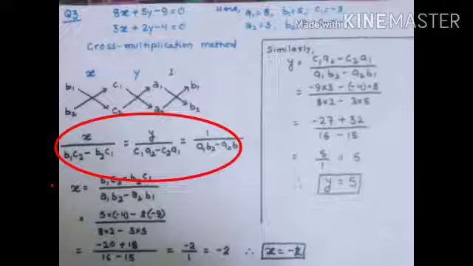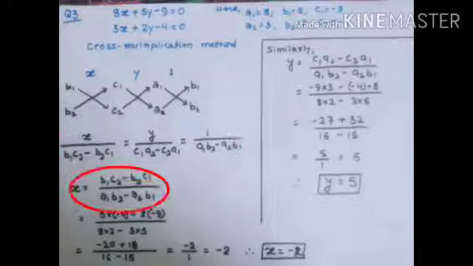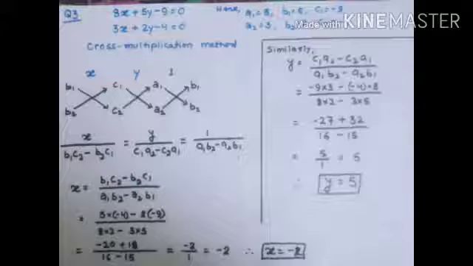Now we arrange these coefficients in the pattern you can see on the screen and proceed as x divided by b1 c2 minus b2 c1 equal to y by c1 a2 minus c2 a1 equal to 1 by a1 b2 minus a2 b1. Now x can be calculated as b1 c2 minus b2 c1 divided by a1 b2 minus a2 b1, and on putting these values we get the value of x as minus 2, as you can see on the screen.